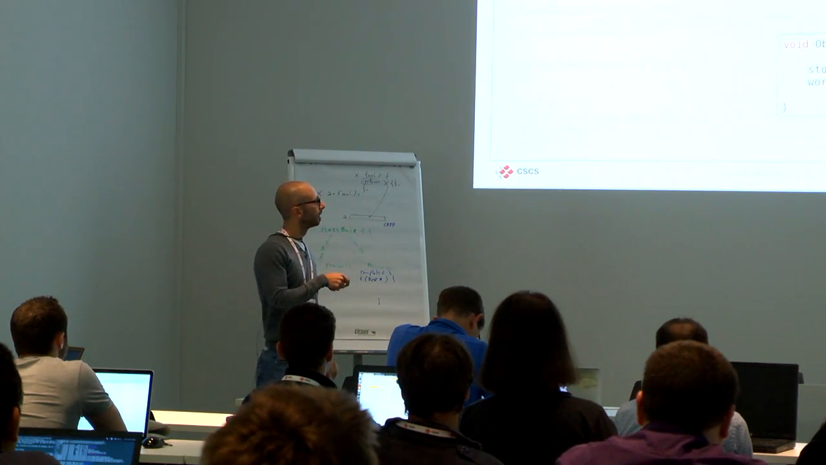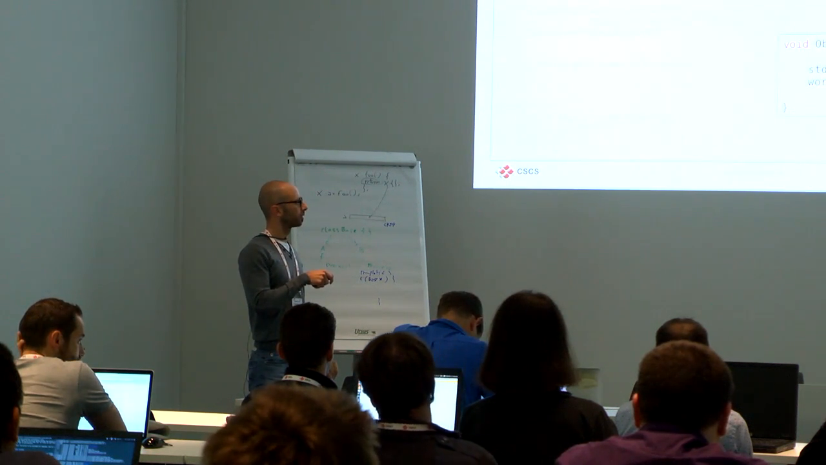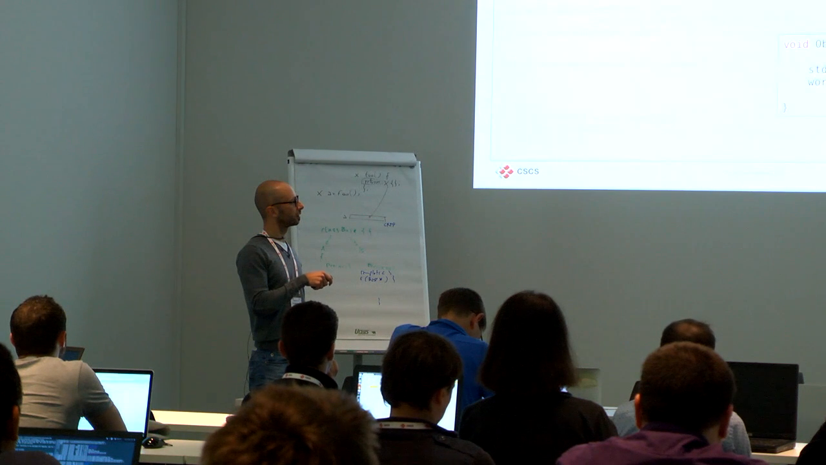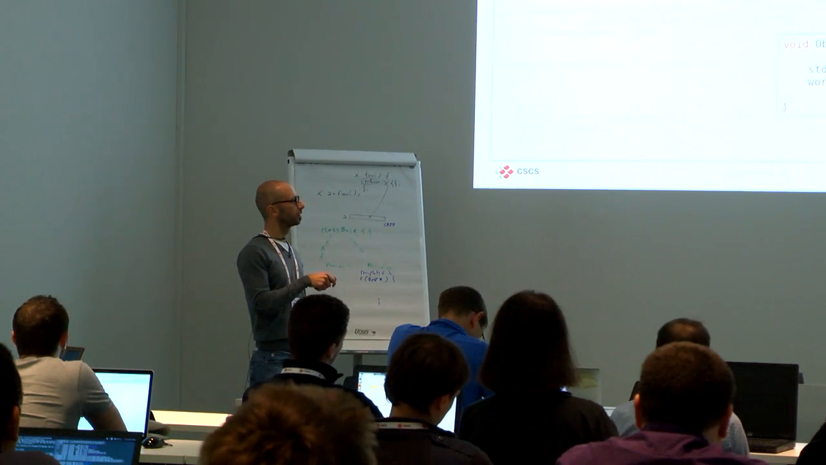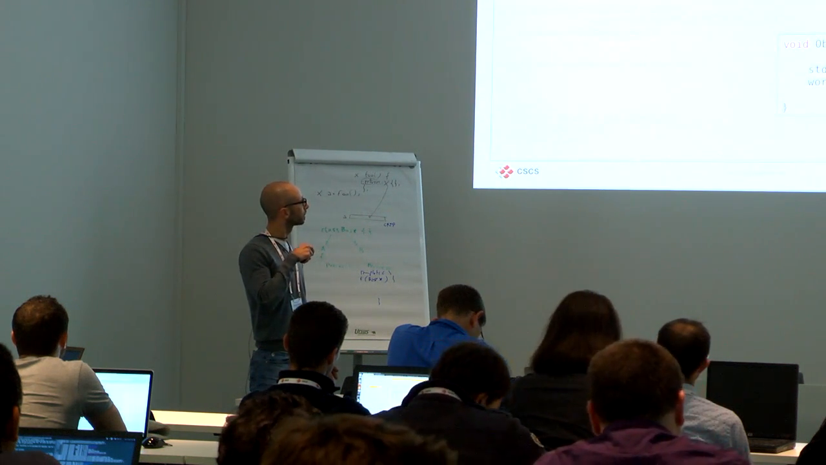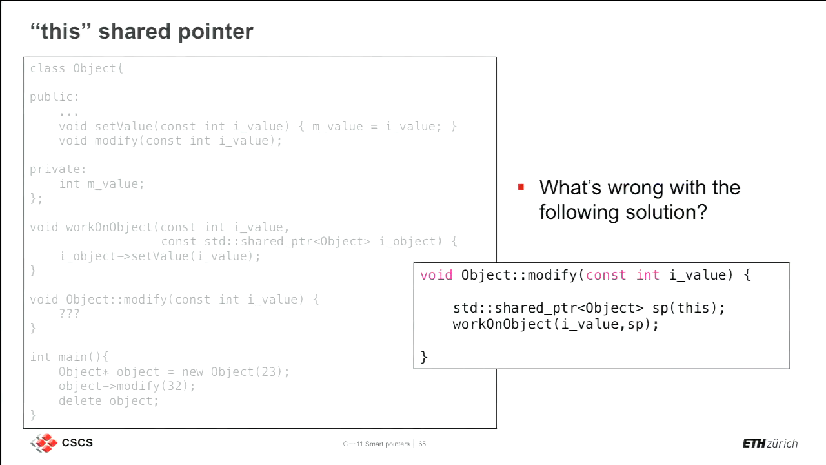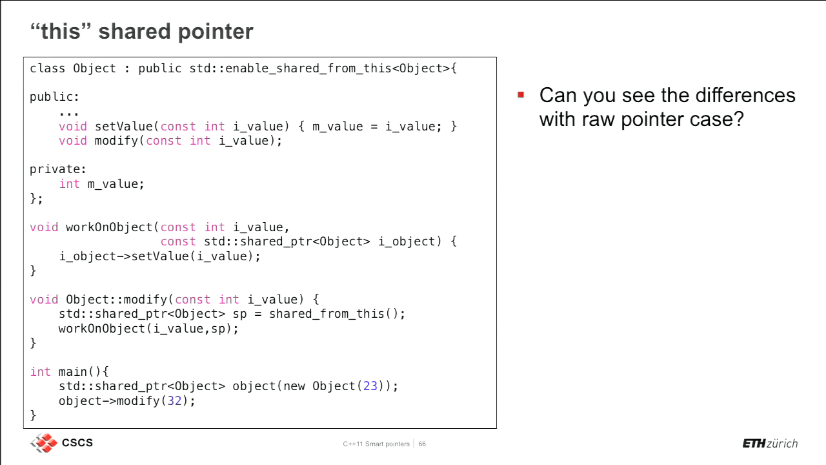Yeah, exactly. At the end of this modify function, we'll have the destructor of the shared pointer object called, so that the shared pointer is the only instance to this memory location, which is the memory location of this instance of the object that is calling this method, so that basically it's trying to destroy itself. And at the end, you will have an undefined behavior from your code. So this is not a good solution. The correct solution is basically the one that you suggested, which makes use of shared from this.